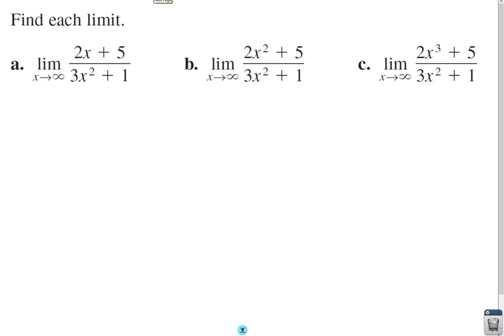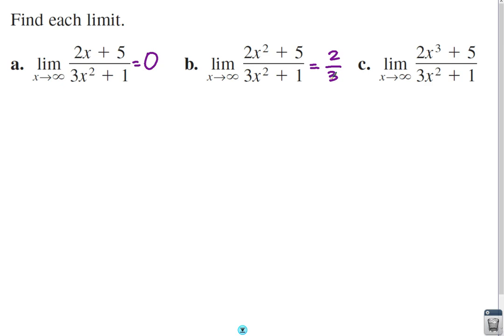Okay, so knowing those things, find each limit using your end behavior asymptotes. So this one looks pretty bottom heavy to me because the degree on the bottom is bigger. So my limit is 0. Okay, this one looks pretty balanced. So I'm going to look at my leading coefficients, which is going to be just the 2 over 3. So my limit is 2/3.